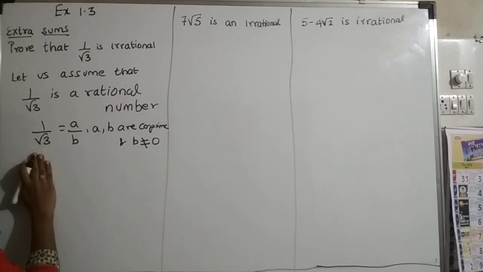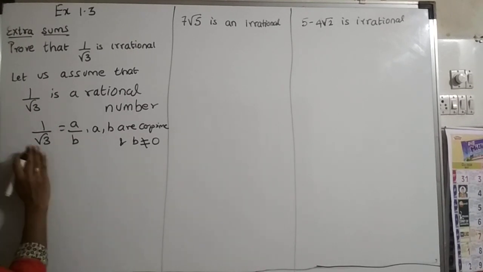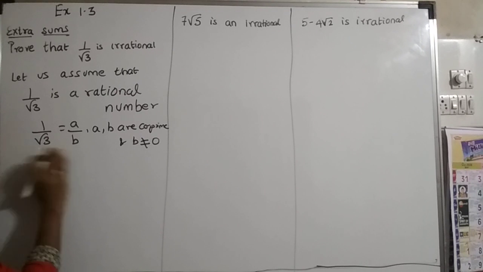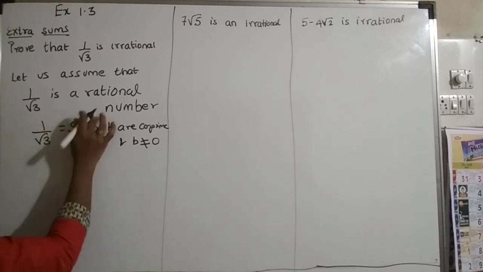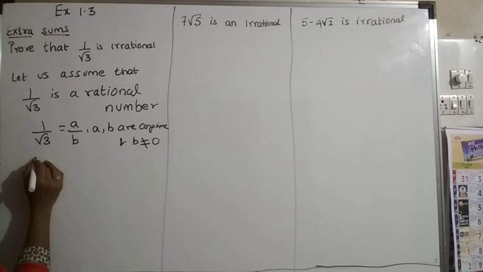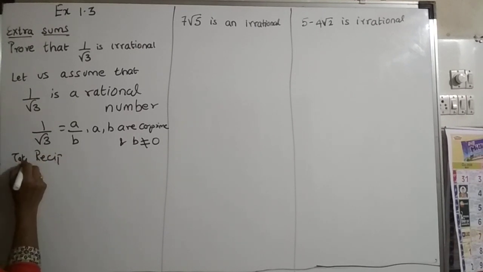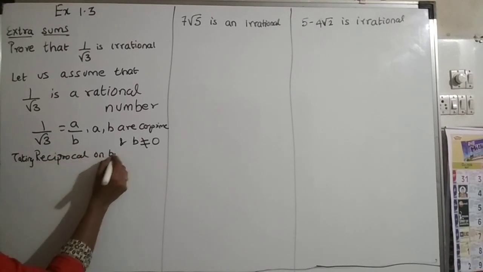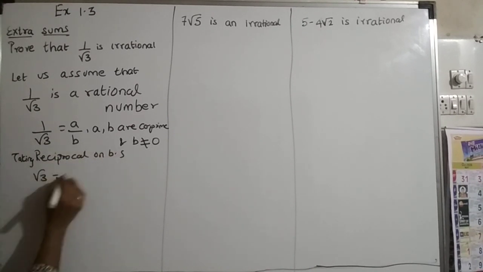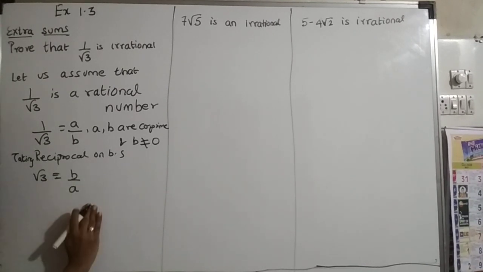So now I know the fact that root 3 is an irrational number. We know this fact. So here we will just take the reciprocal, or we can cross multiply anyhow. If I take the reciprocal on both the sides, here we will get root 3 equal to b upon a. Now just see, I get root 3 equal to b upon a.